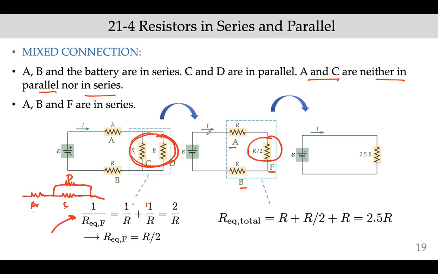And if you take one more step to calculate the total equivalent resistance in the circuit, see these three are in series. So when they're in series, you just add the resistance values up. So R plus R divided by 2 plus R makes 2.5R. So this equivalent resistance is 2.5R.